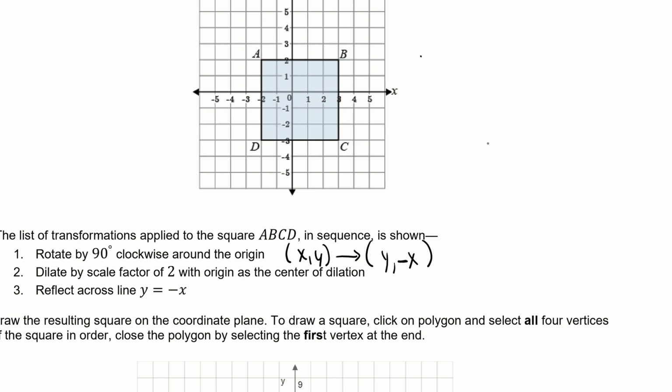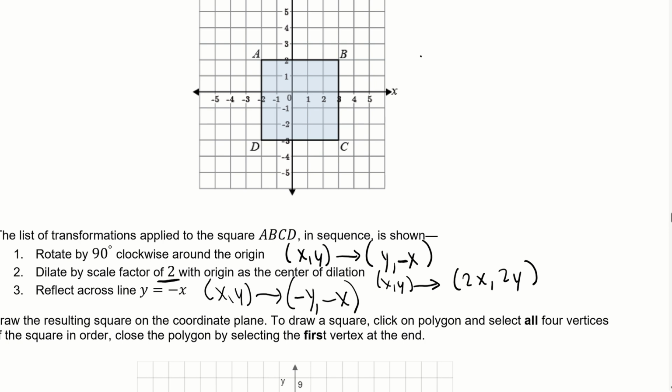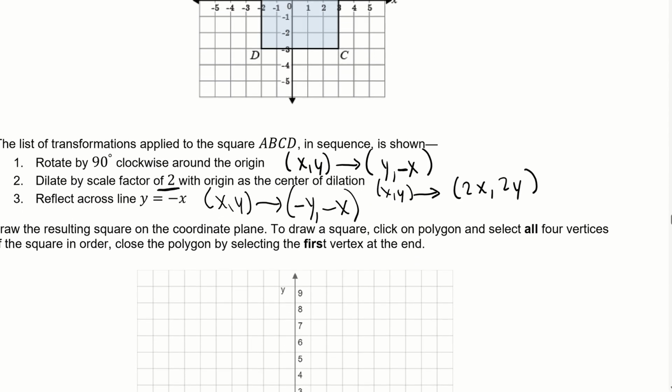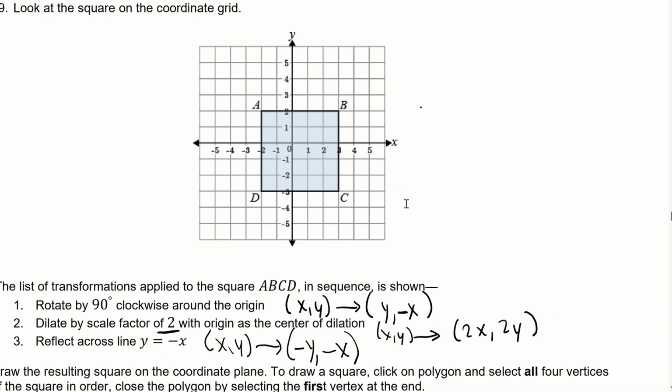Now the rule for dilation, we're dilating by a scale factor of 2. That means we're going to take the coordinates and multiply both of them by 2. Right? And then the rule for reflecting across y equals negative x is we take the xy coordinates and, first off, we switch them. We switch the y and the x, and then we negate them. Okay, so it looks like that. All right, so let's apply those transformations.